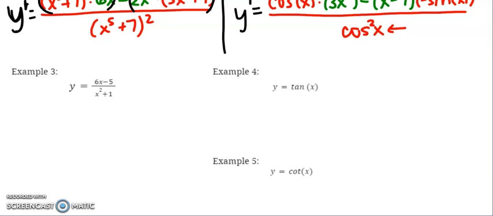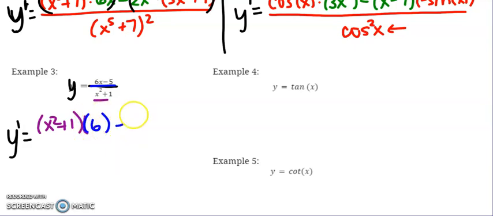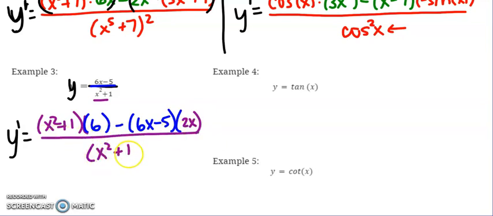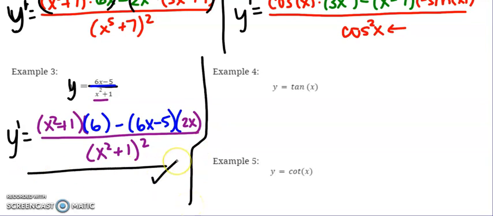Example 3. I have a function y that is a division problem. I'm going to do my low and my high. So y prime is going to be equal to low d high minus high d low all over low squared. And again, you could distribute stuff together. You could combine like terms. You could make this such a beautiful, nice, rational answer. But we don't have to. We were just asked to find y prime. And I did it. And it's done.